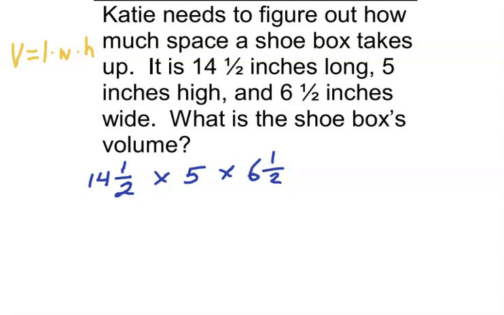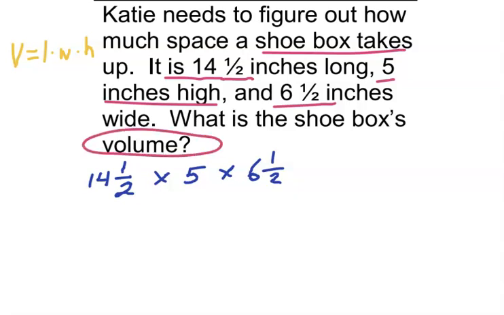Katie needs to figure out how much space a shoebox takes up. It is 14.5 inches long, 5 inches high, and 6.5 inches wide. What is the volume? Remember, volume is length times width times height. So we have 14.5. 14 times 2 is 28, plus 1 more is 29. So this ends up being 29 over 2 times, well, 5 is a fraction, just becomes 5 over 1. And then to do this one, we do 6 times 2, which is 12, plus 1 more is 13. 13 over 2.